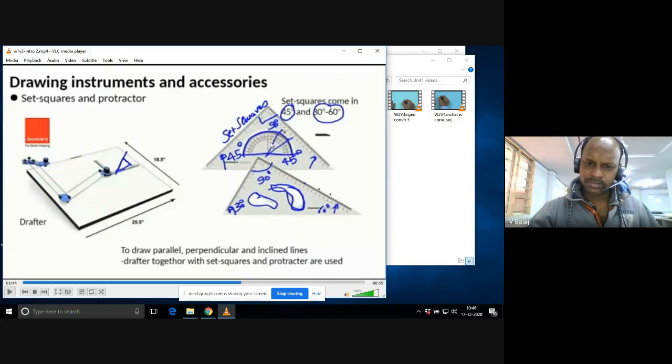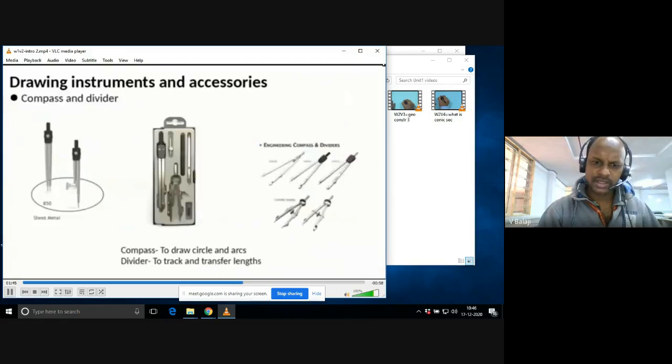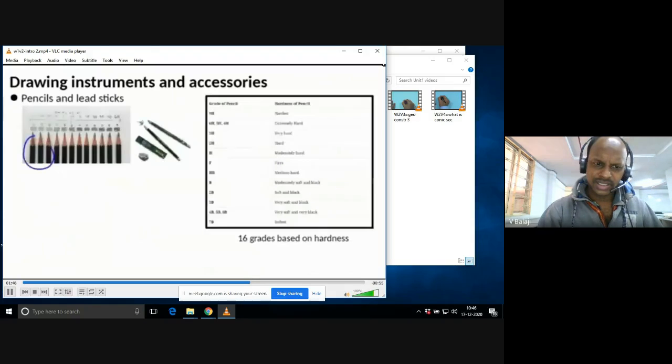Separately, you buy a small protractor along with the set square, and you buy one ordinary compass. Divider is not required. Instrument box is also not required. You will simply buy one compass, ordinary compass. It costs about 15 rupees or 10 rupees. But that is a very important instrument.